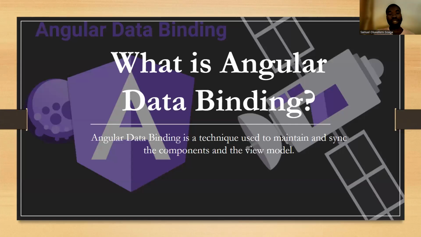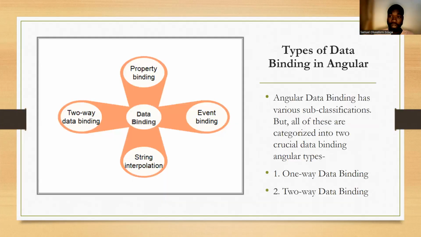So what is Angular data binding? Angular data binding is a technique used to maintain and synchronize the component and the view model. Types of data binding: there are generally two types of data binding in Angular, the two-way data binding and the one-way data binding. The one-way data binding has subcategories, which are property binding, event binding, and string interpolation.